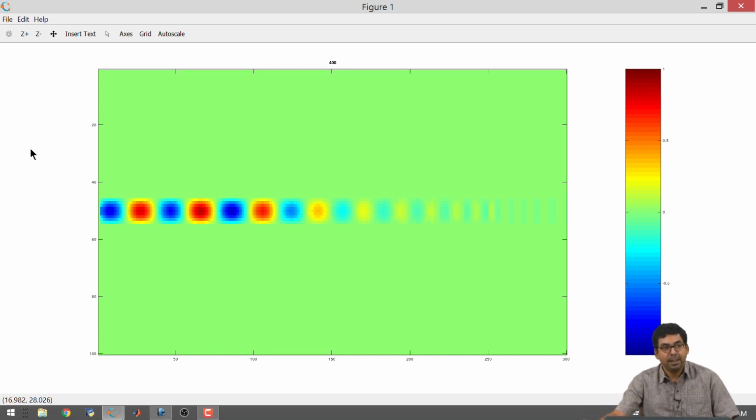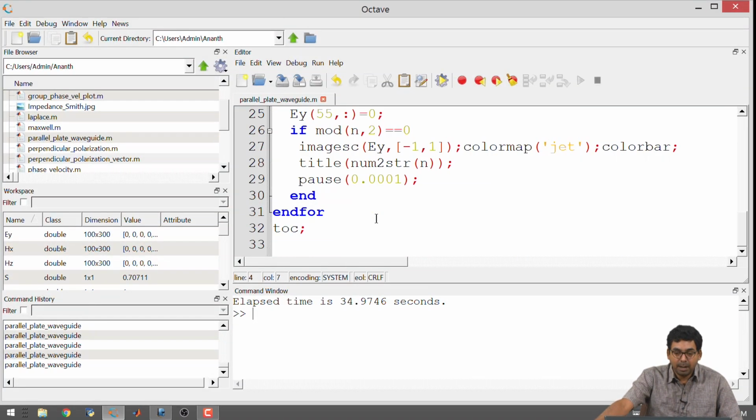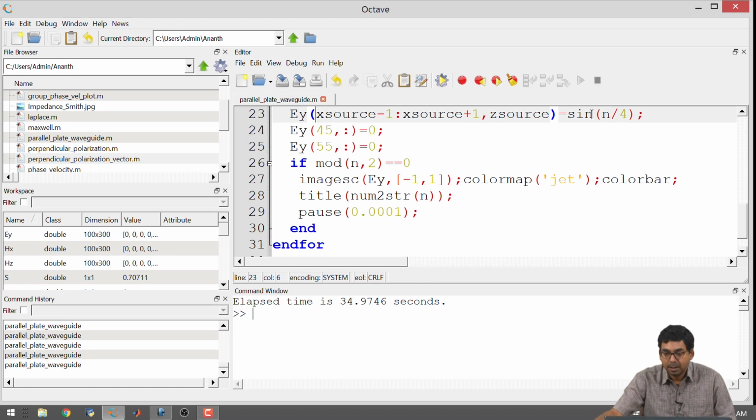So, let us see if by manipulating the frequency of my source, I am able to get a much better well defined propagation. That is the first thing that we will do. In the source definition, I have used a sinusoid, sin n by 4, which is with respect to the amount of time. In order to increase the frequency, I can make it sin n by 2, and I am going to run this program again.